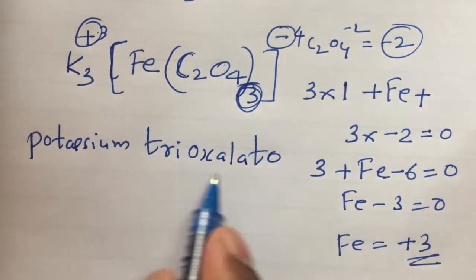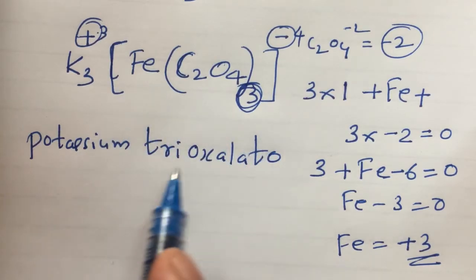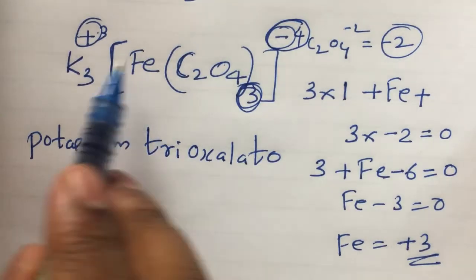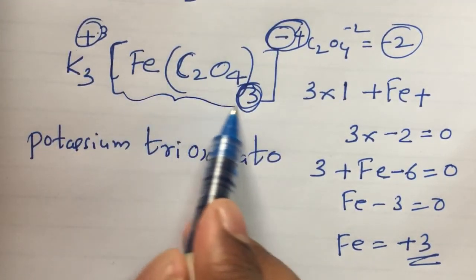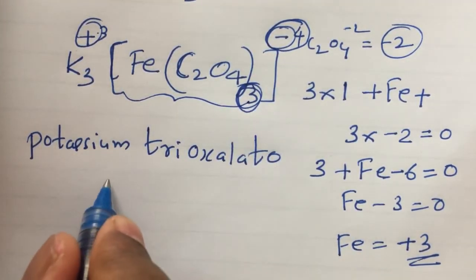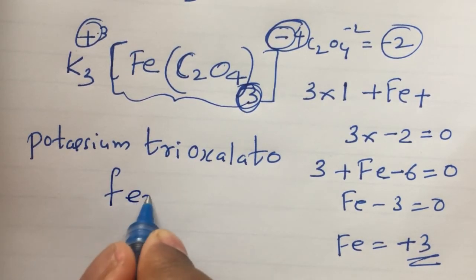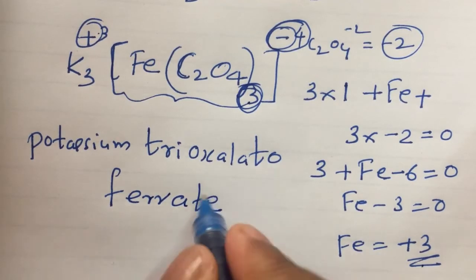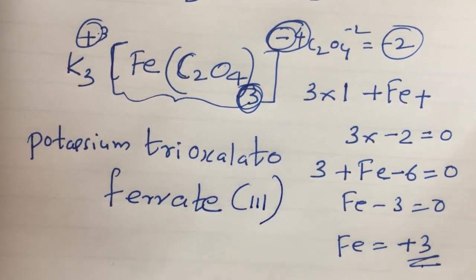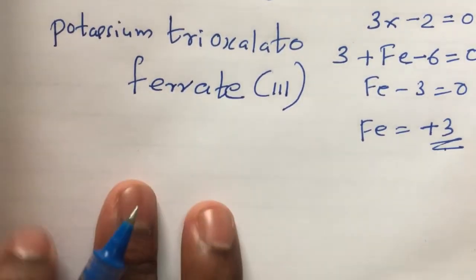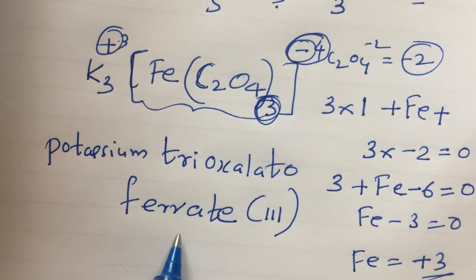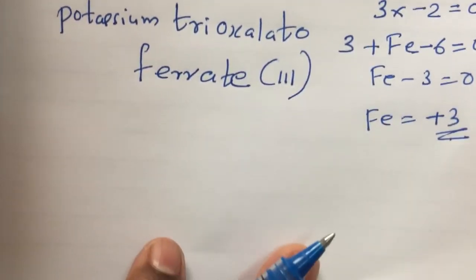Okay, then next is Fe, iron or ferrate, because the complex is negative. Here the positive is K, the full coordination sphere is negative, so instead of iron we write ferrate, ATE, ferrate. Then oxidation state 3. Clear? Okay, now what is the name? Potassium trioxalato ferrate 3.